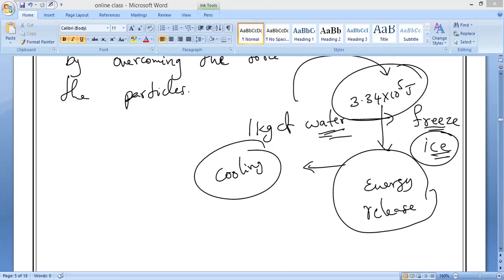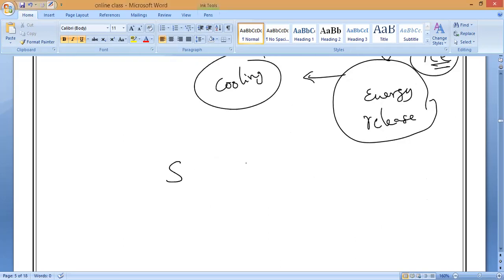So always remember, when solid is converting into liquid, whatever energy is taken in, when liquid is converting into solid, the same energy will come out. Do you understand, everyone? The same energy is released. Everyone, please kindly remember it.